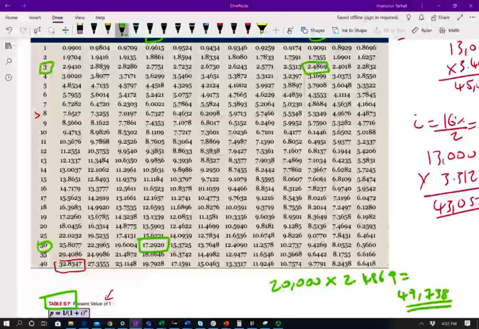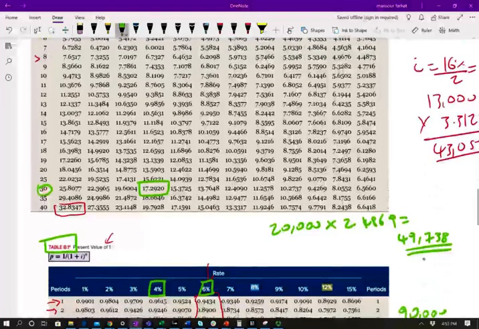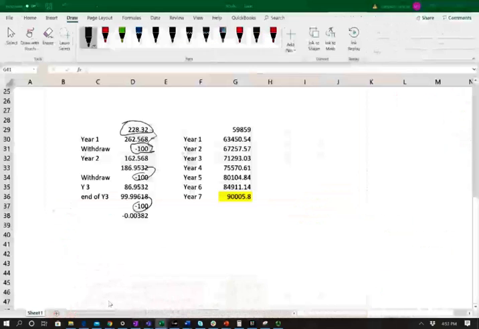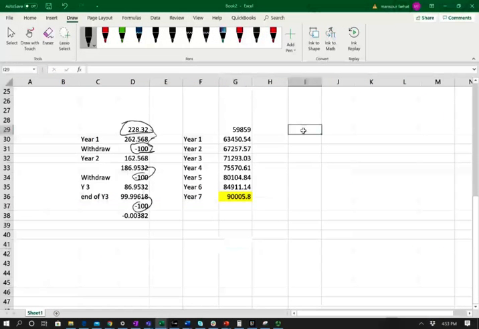And what's gonna happen? A year from now, they'll pay you 20,000. That money grows at 10%, they'll pay you 20,000 and 20,000. Well, why don't we also show you how this works? Because maybe if you see that, it will help you understand this concept. So today you're gonna give them 49,738. It's gonna grow at 10%. So this money a year from now, you're gonna multiply it by 1.1, and it's gonna become 54,711.